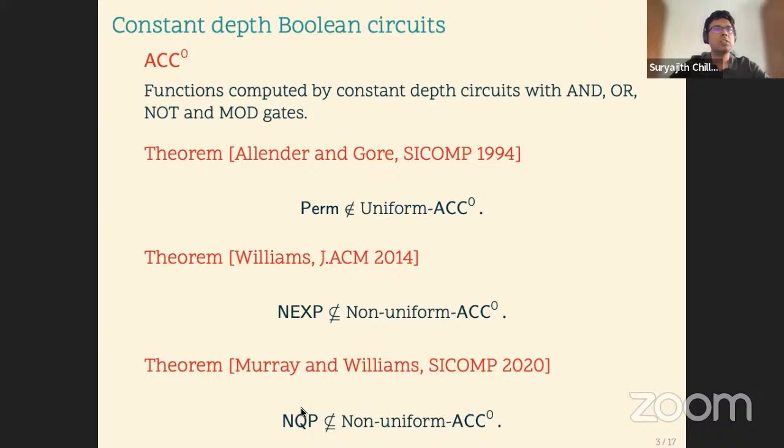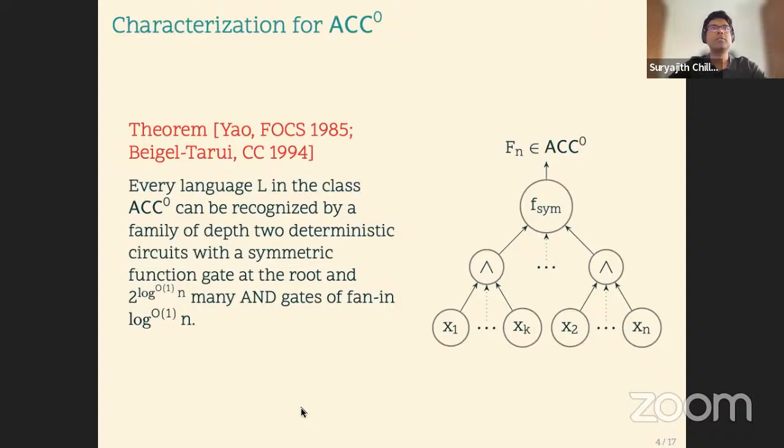One of the interesting things to approach lower bounds of this form, so all the lower bounds shown in the previous slide of Allender and Gore, Williams, Murray-Williams, uses a characterization for small depth circuits, which is every function in AC0 can also be computed by a deterministic depth 2 circuit. So a depth 2 circuit is of the following form. You have some symmetric function at the top, and into the symmetric function, quasi-polylog many ANDs feed into, and each of these ANDs depends on polylog many variables. So this is a depth 2 circuit which recognizes a function in AC0.